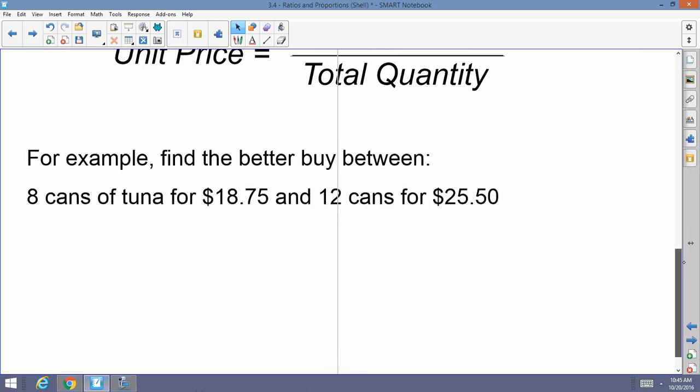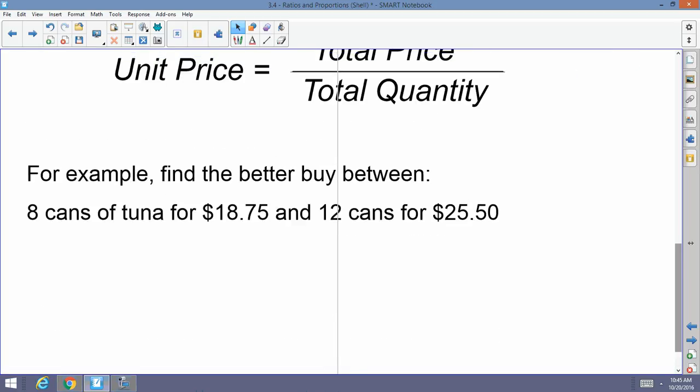So for example, let's say you have to buy some stuff at the store and you want to find the better buy between 8 cans of tuna for $8.75 or 12 cans of tuna for $25.50. Now, you may say to yourself, oh, I know this already by looking at it. I guarantee you don't. Okay, you got to actually divide it. So let's find each unit price.